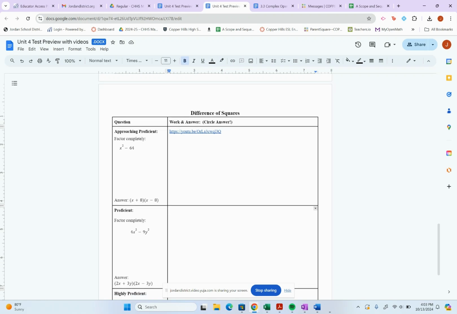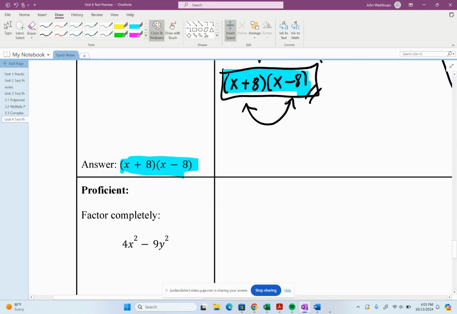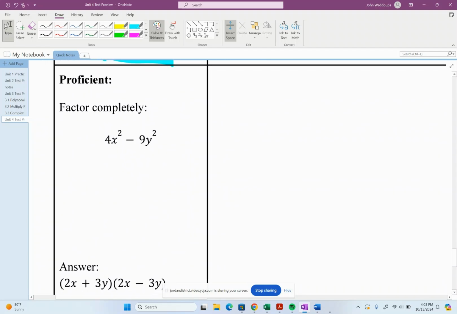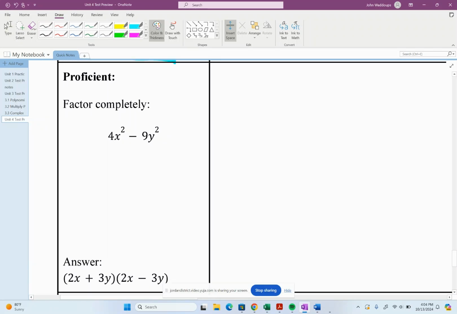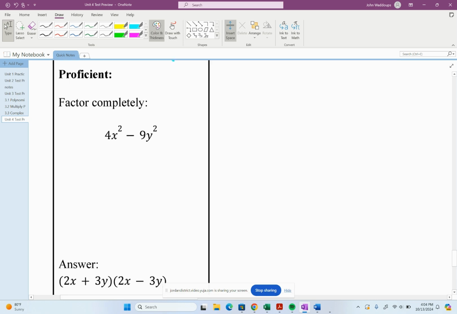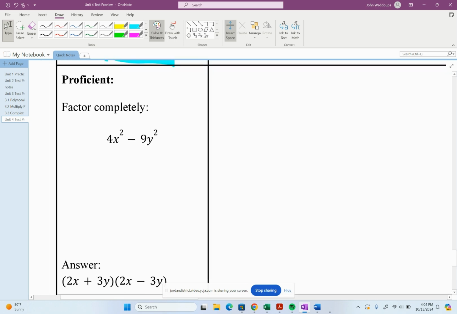Hi, welcome. This is a video on factoring difference of squares. This is at the proficient level. Here we are told to factor completely.